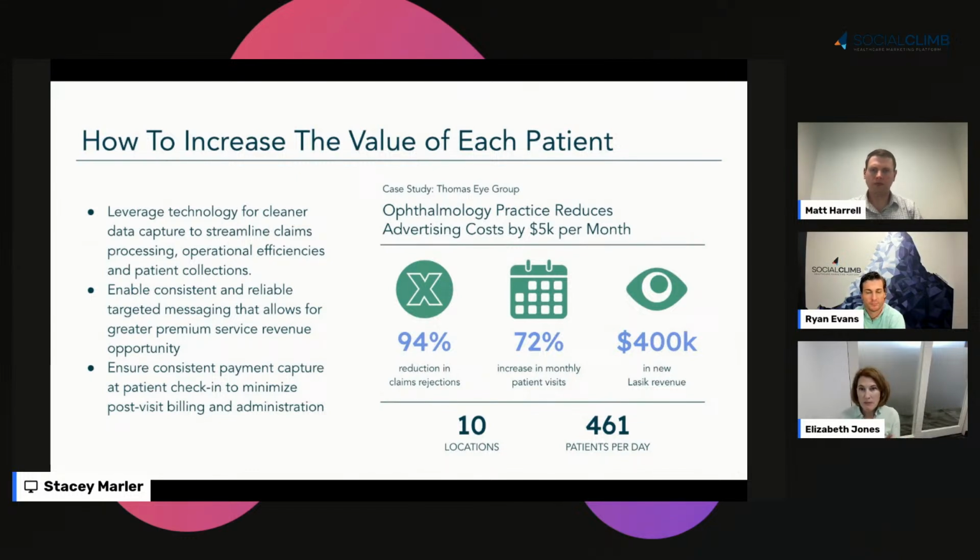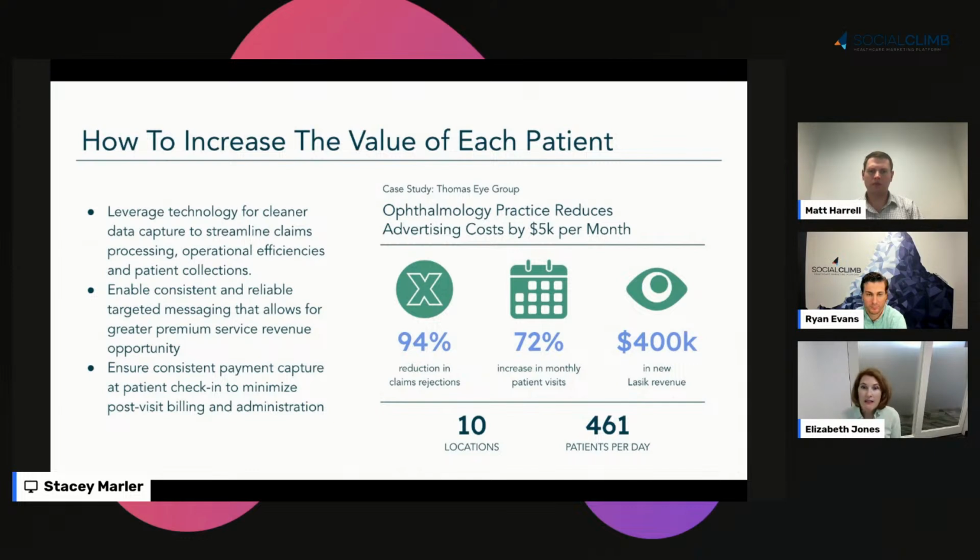Are they manually making phone calls to insurance carriers to check eligibility? Are they manually scanning a driver's license card, scanning an insurance card, or processing a credit card directly? There are ways to leverage technology so that your staff is not spending time doing things that they perhaps don't need to do. And if your operational efficiencies are better, then your overall patient costs go down.